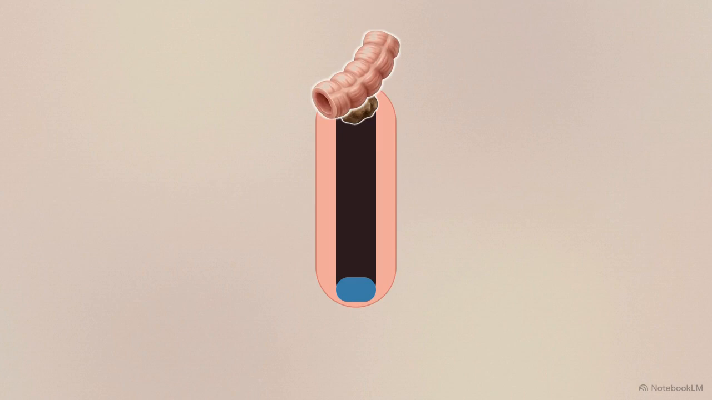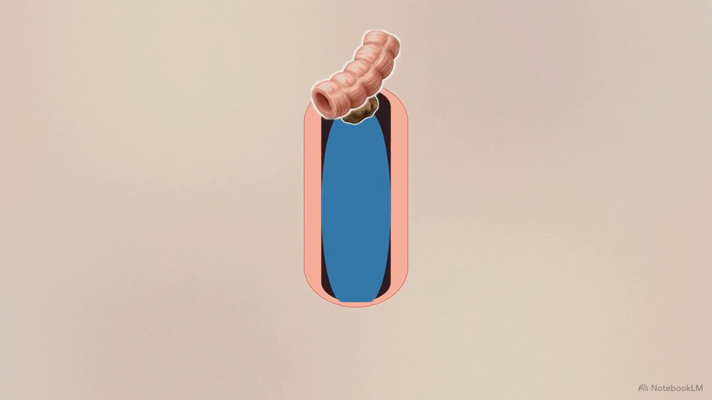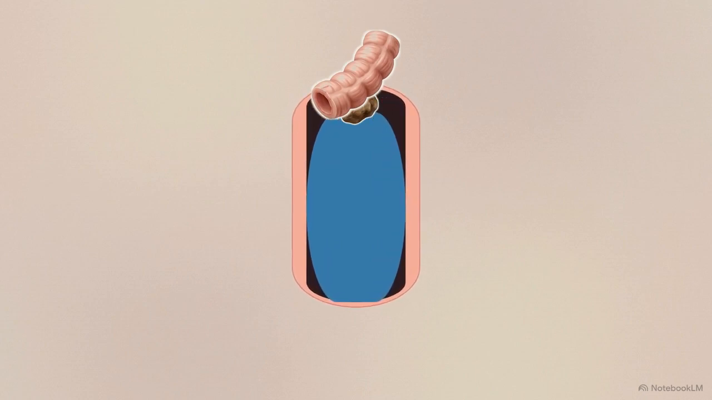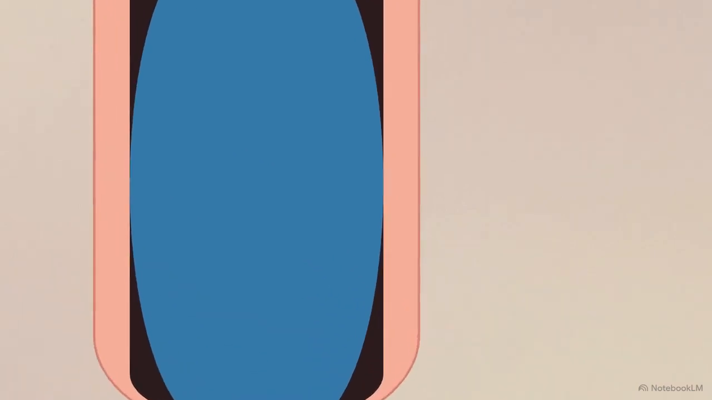Looking at this cross-section of the blocked appendix, you can see what happens next. The trapped fluids have nowhere to go, causing the internal pressure to steadily rise and stretch the walls outward. This rising pressure eventually exceeds the pressure in the small blood vessels supplying the organ. This chokes off the blood flow, a state called ischemia, leaving the tissue oxygen-deprived and severely damaged.